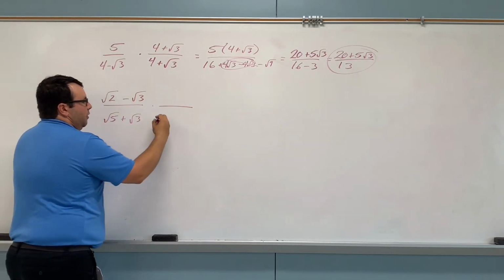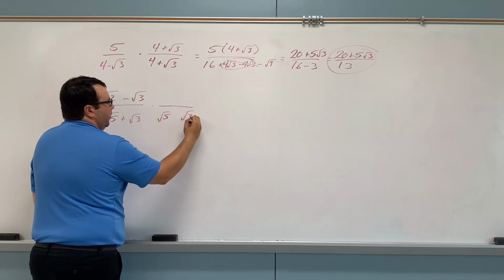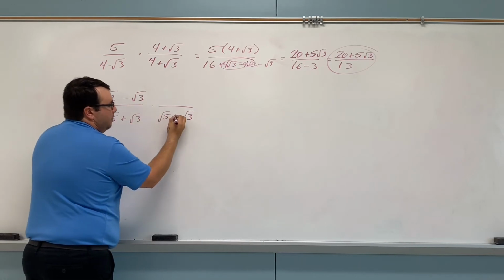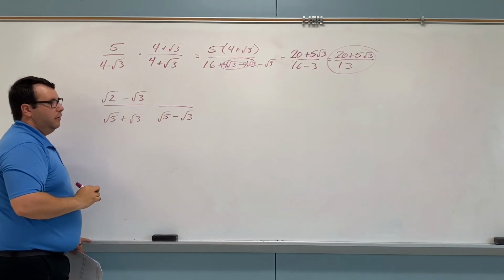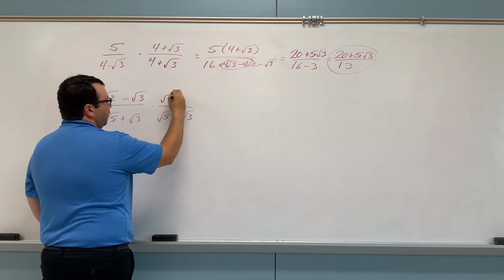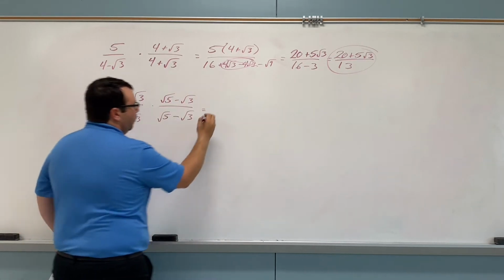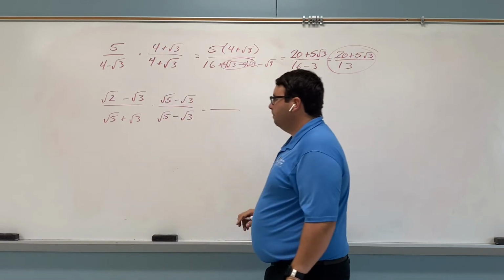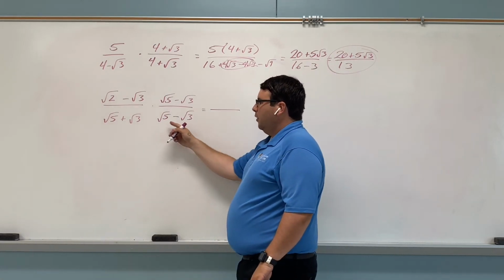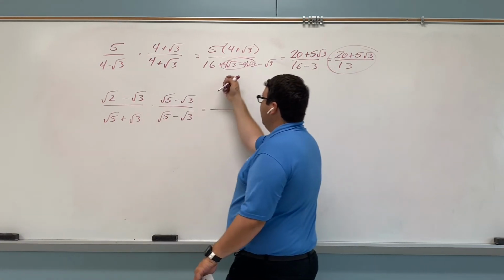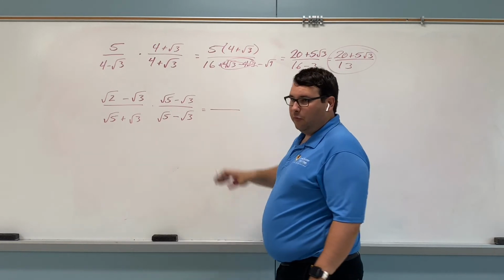So I'm going to use the square root of 5, square root of 3, and I am currently adding, I need my conjugate to be the opposite, so I am subtracting. What I do to the bottom, do to the top. So let's work one part at a time.